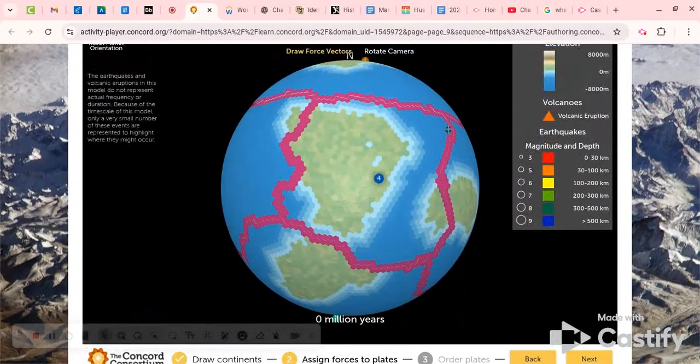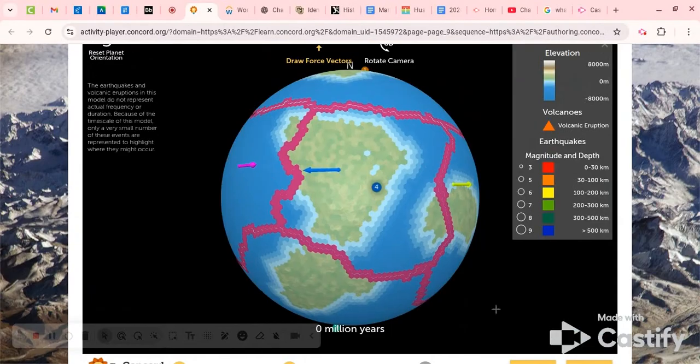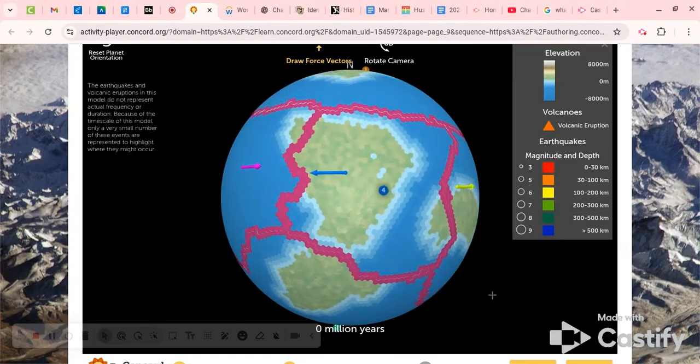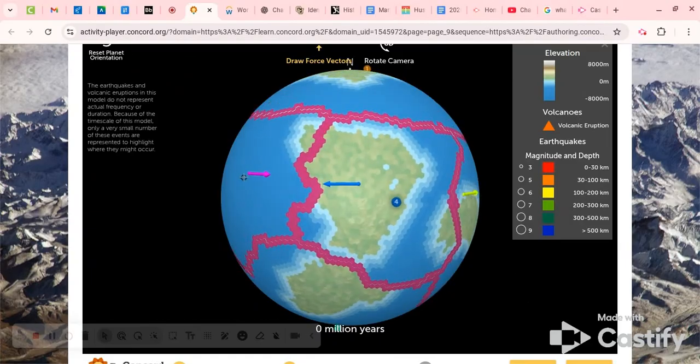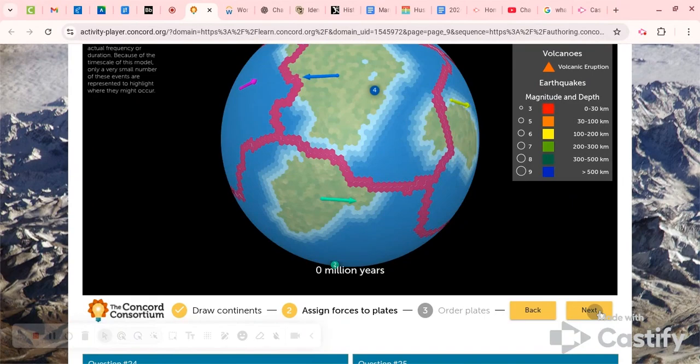I did have to reload my page, so right now I'm going to try and reenact what my original lab was. So right here I have a convergent boundary, here's a divergent boundary. I'm going to have a transform up here, and I think another transform down here. Now we're going to click next.